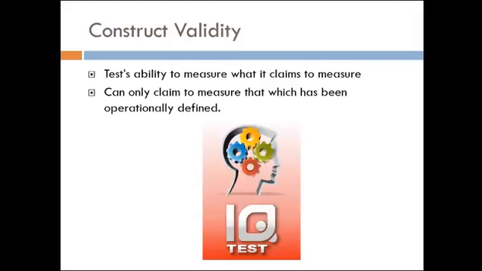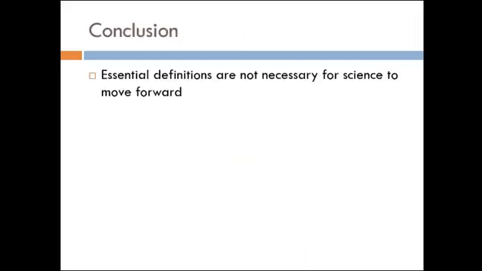That's the key thing. So I don't know if you're getting the message, but there might be a little bit of error present in these studies that are using operational definitions. But in conclusion, the thing is, we're trying to move science forward. We don't have to have an essential definition of a thing in order for us to be able to move forward. All we have to have is operational definitions.